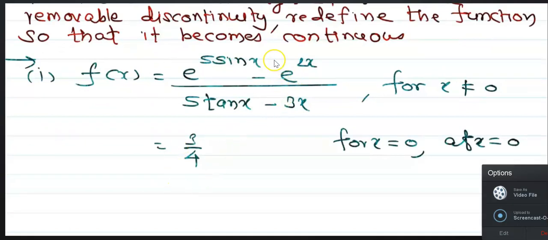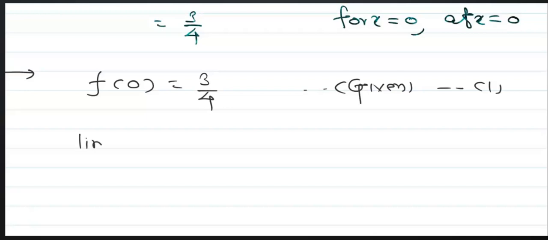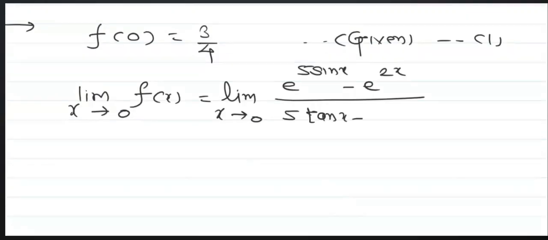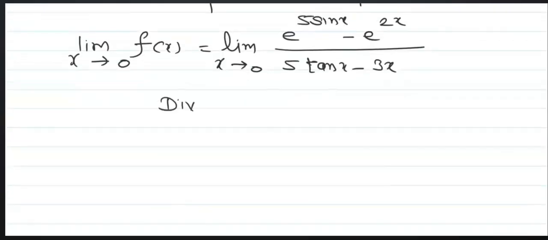जर लिमिट आणि व्हॅल्यू दोन्ही जर सेम आले तर गिव्हन फंक्शन इज अ कंटिन्युअस ॲट एक्स इज इक्वल्स टू 0. पण जर समजा लिमिट वेगळं आणि ही व्हॅल्यू वेगळी असेल देन वी विल रिडिफाइन. रिडिफाइन साठी मग काय की जे लिमिट आलं असतं तेच आपण डिफाइन करणार त्या पॉइंटला. नाउ सी दिस हियर. f of 0 is equals to 3 by 4. This is given. Now limit x tends to 0, f of x is equals to limit x tends to 0, e raised to 5 sin x minus e raised to 2x upon 5 tan x minus 3x.